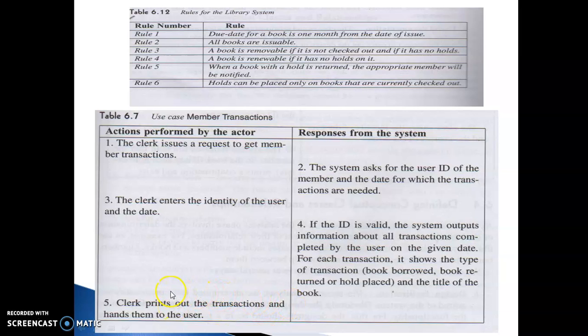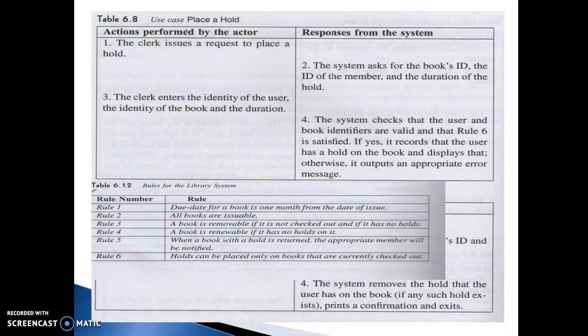That note of the transaction, whatever you have done, will be printed out and given to the actor. So that is the use case member transaction. The user id and the date on which the transaction was performed by any member have to be given as input by the clerk. Then you can get the output from the system, the print, of whatever transactions you have done through that system. Okay. So that is called the use case member transaction.